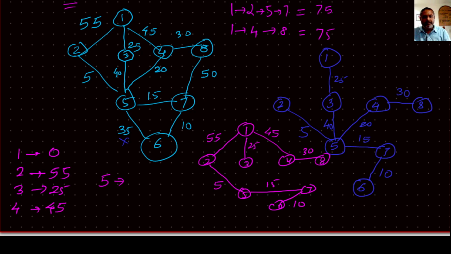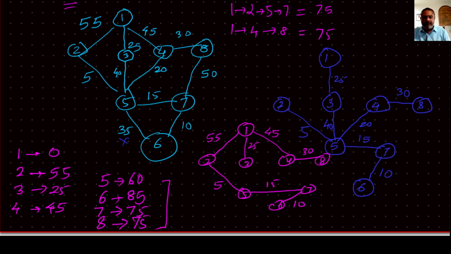5 is 55 plus 5, 60 units away. 6 is 75 plus 10, 85 units away. And 7 is 75 units away. And finally 8 is 45 plus 30, 75 units away.